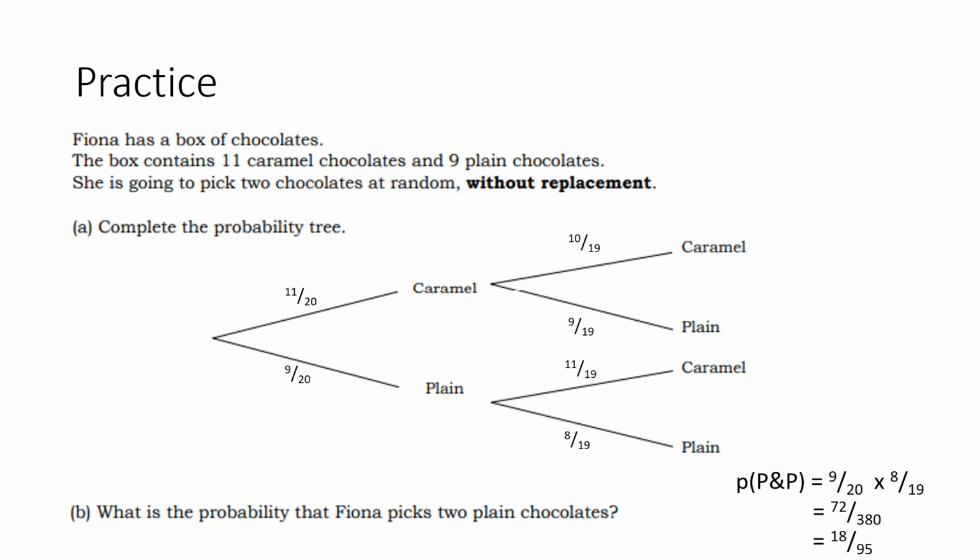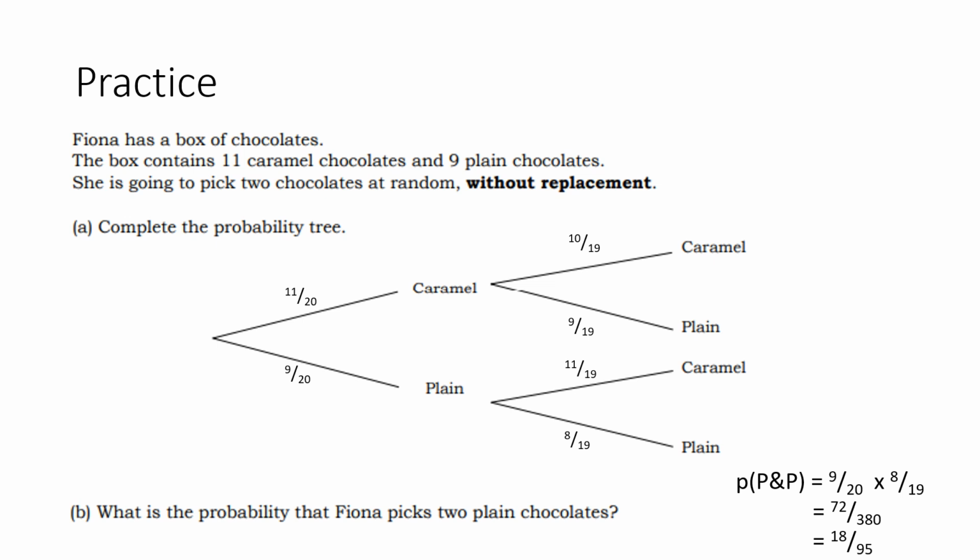You could then go on and get another plain. If you remove a plain, you've only got 8 plains left, and in total 19 chocolates. So there'll be 8 out of 19 to get a plain the second time if you had the plain the first. However, you still have all 11 caramels left, so the chance of getting a caramel the second time would be 11 out of 19. So notice 11 out of 20 add 9 out of 20 for the first pick gives me 1 whole. The top branches for the second pick are 10 out of 19 add 9 out of 19, which is 19 out of 19, while the lower branches 11 out of 19 add 8 out of 19 is still 19 out of 19.